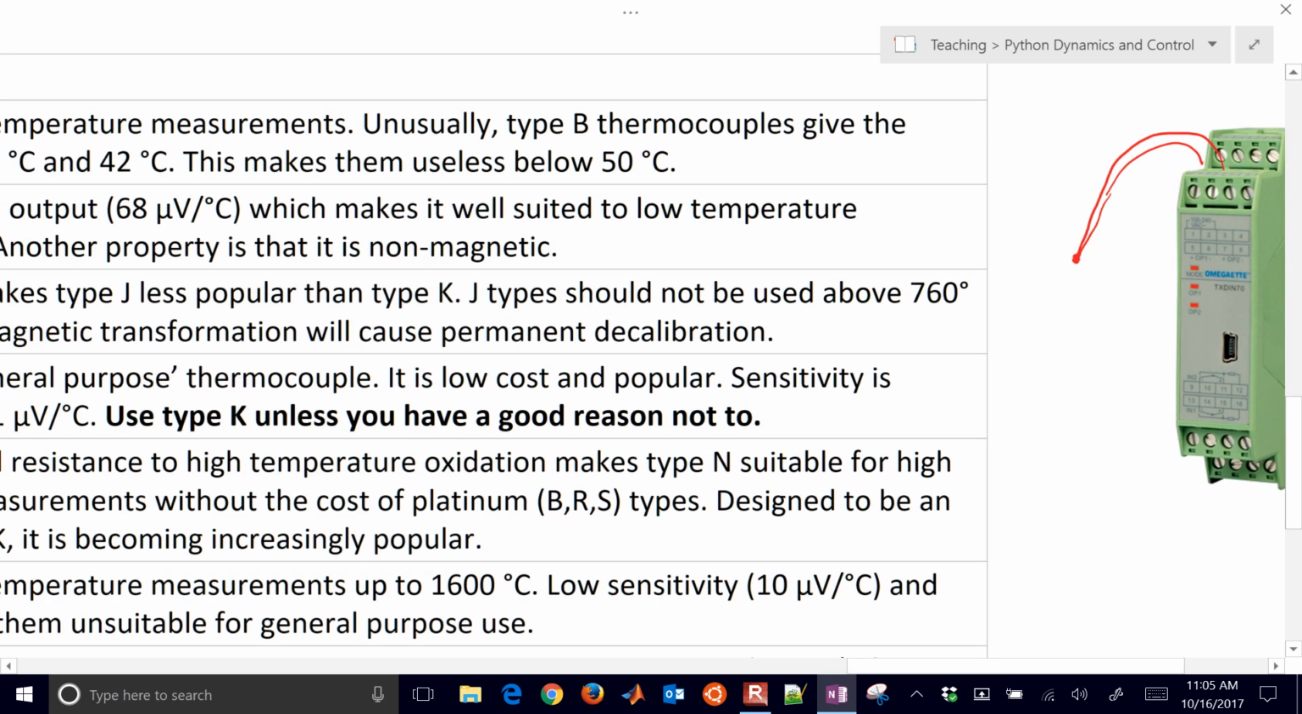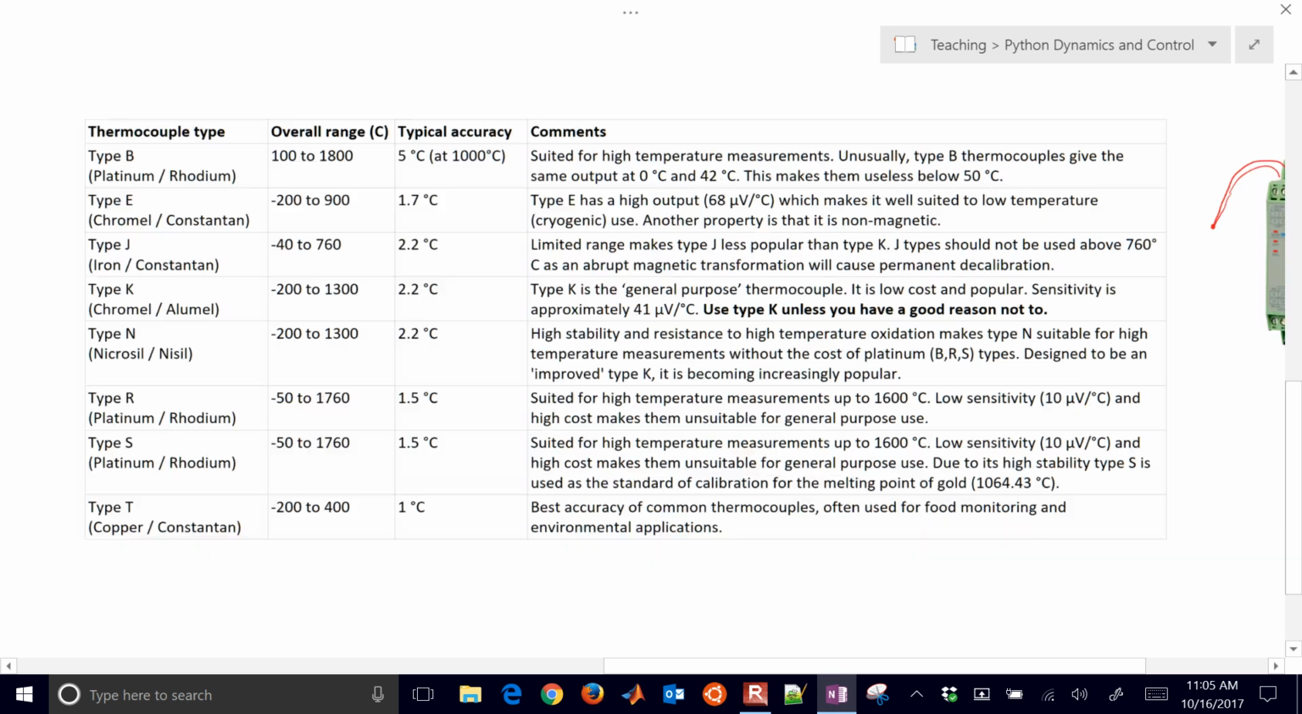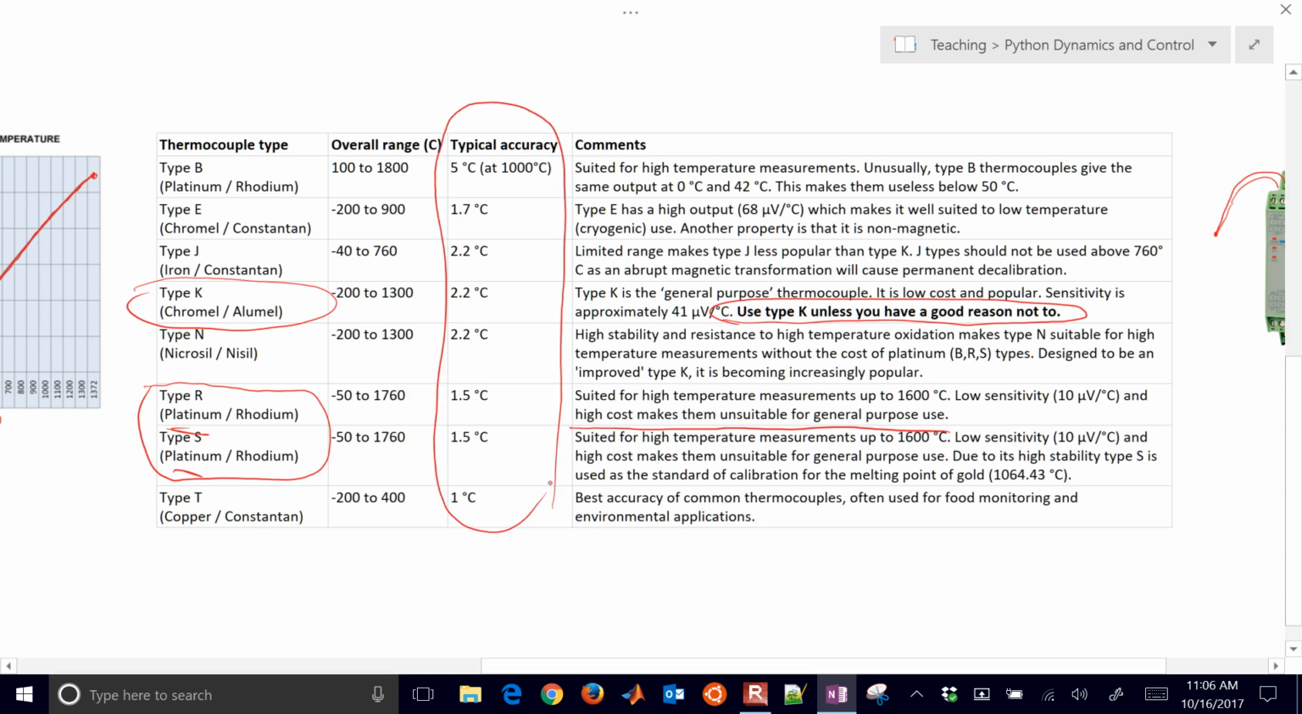Okay, and then for the high temperature thermocouple, if you didn't want to use type K, we have a little bit of different ones here. Here's type K, and use this unless you have a good reason not to. But if you needed a higher temperature one, you could go with a type R or type S. Now you'll notice platinum, it's going to be much more expensive, and rhodium. And high cost makes them unsuitable for general purpose use, but if you need it for high temperature, you could use those instead. So here's a typical accuracy as well for those, and the overall range of those different types of thermocouples.